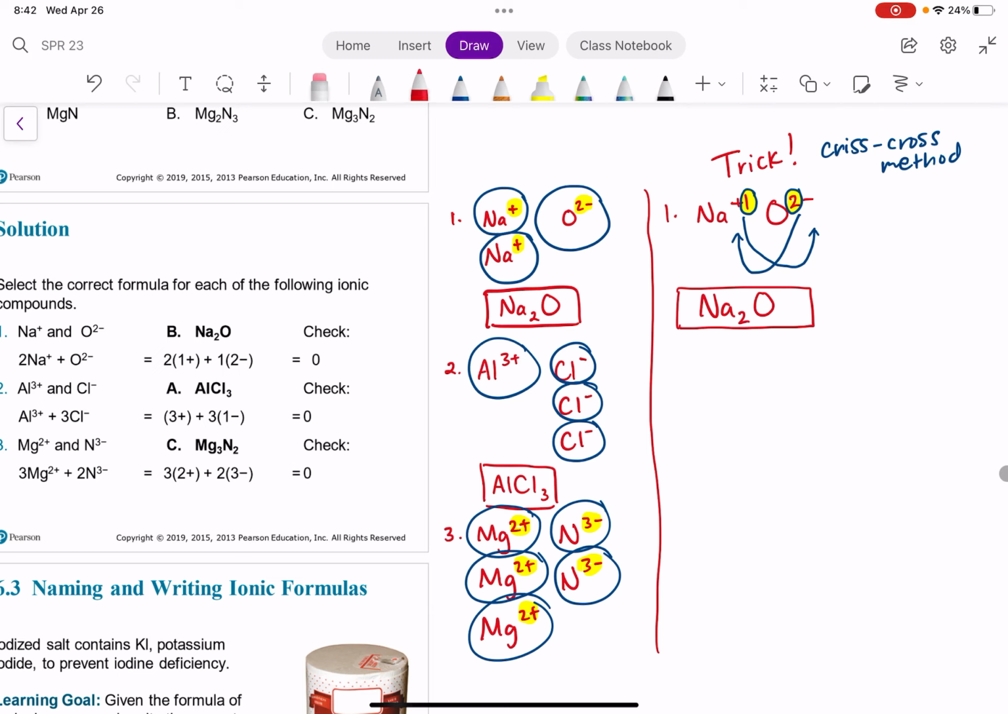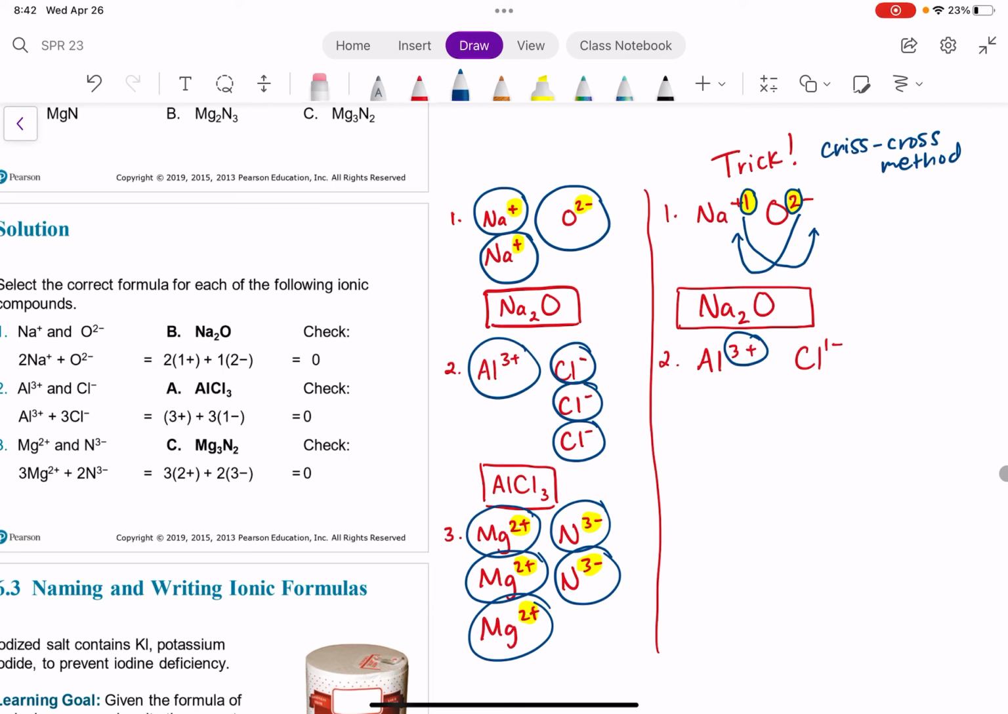Let's try it again with the next one. Aluminum 3+ is what I started with, and my other ion was chlorine 1-. How am I going to do this? I'm going to do the crisscross method, and I'm not taking the charge. If you put the charge down here, that would be a 2- and a 1+. There's no charge when these bond together. Remember, this compound is neutral because those charges are canceling each other out.